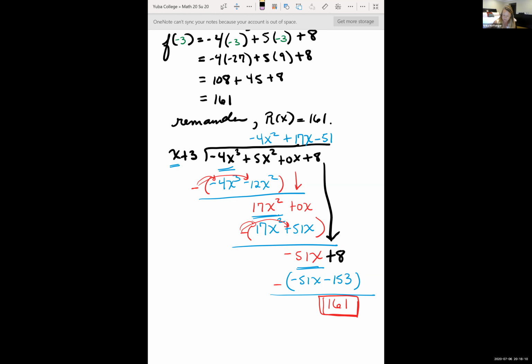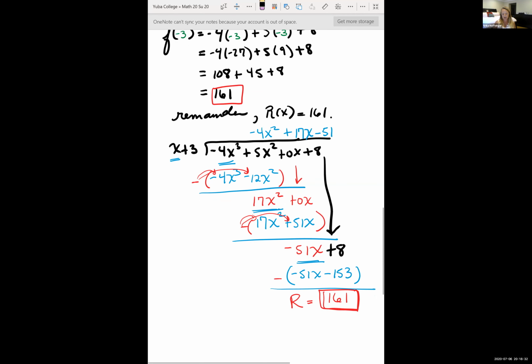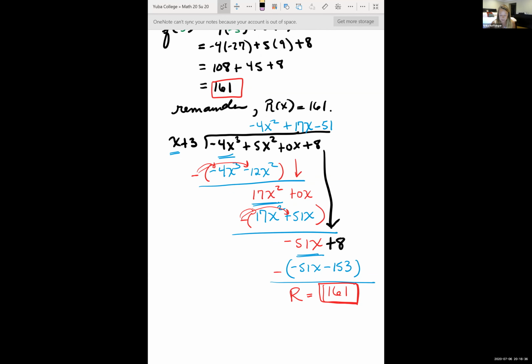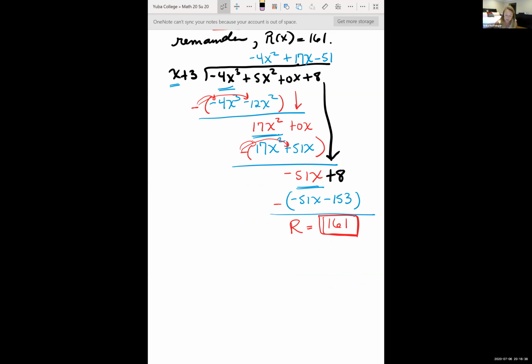So notice our remainder is equal to what we got when we looked at f of negative 3, which by the remainder theorem said that's what would happen. I wanted to show that that does happen, but I also wanted to show the long division and then show you the synthetic division. With synthetic division, if you divide in the form of x minus c, we can use synthetic division only if it's in that form.